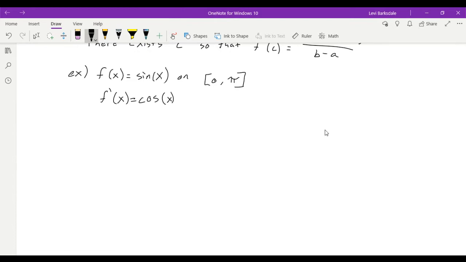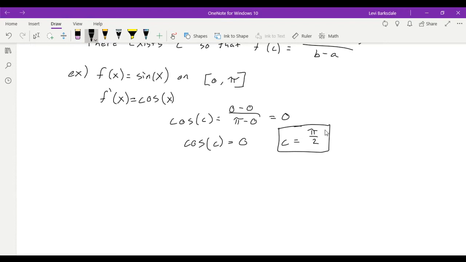So by the mean value theorem, we're looking for some point C where the cosine of C is equal to f of pi, which is sine of pi, which is 0, minus sine of 0, divided by pi minus 0, which equals 0. So we're looking for the point where cosine of C is equal to 0, and that is C is equal to pi over 2. So by the mean value theorem, the point C equals pi over 2 is where our first derivative, f prime, is equal to the average slope.